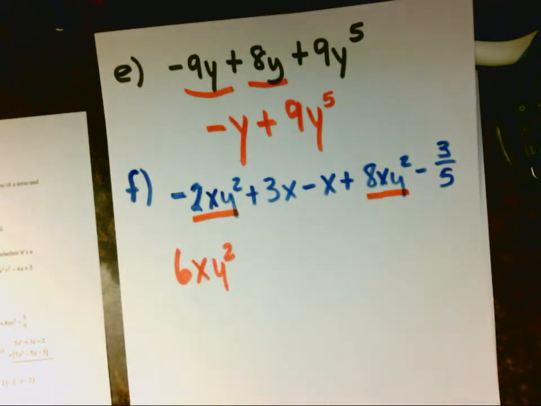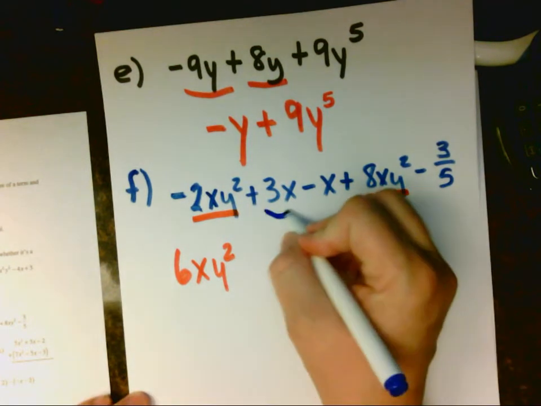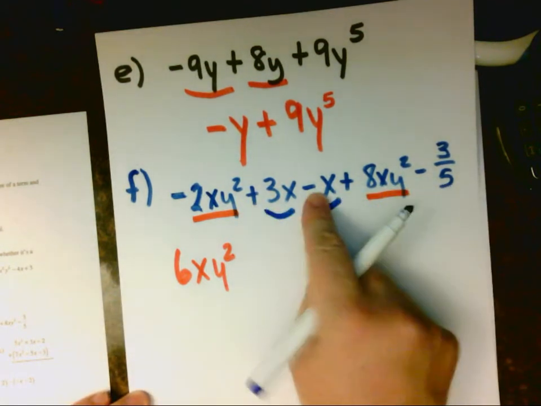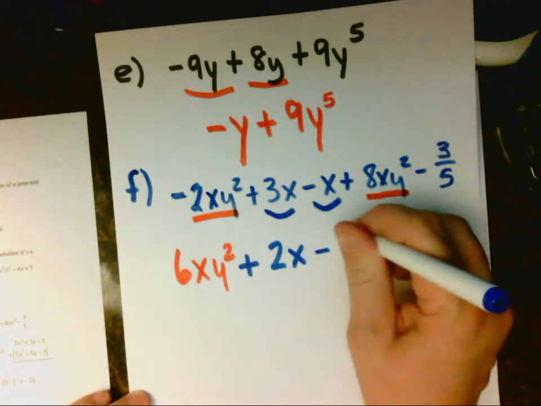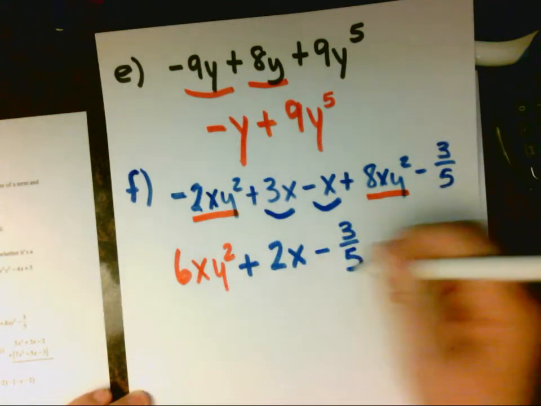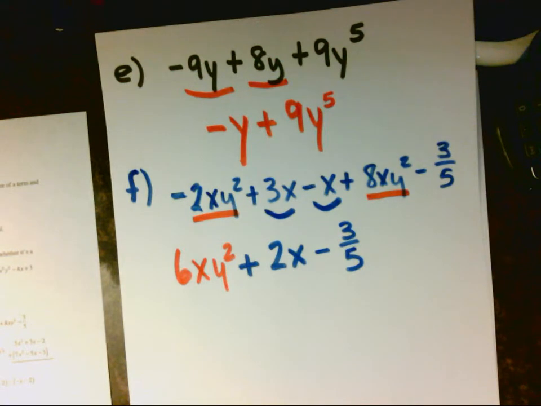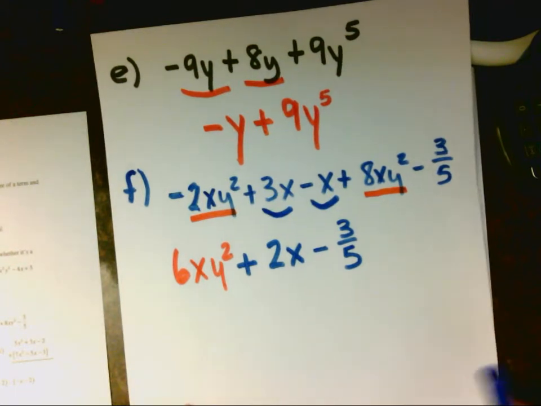Alright, now I'm going to look at the next variable, the x's. I have a 3x and a minus x, which gives me a 2x. And then the lonely 3/5 that isn't like anything, right? Which I'm thankful for, otherwise we would have to potentially add the fractions, right? Okay, that concludes number 3.